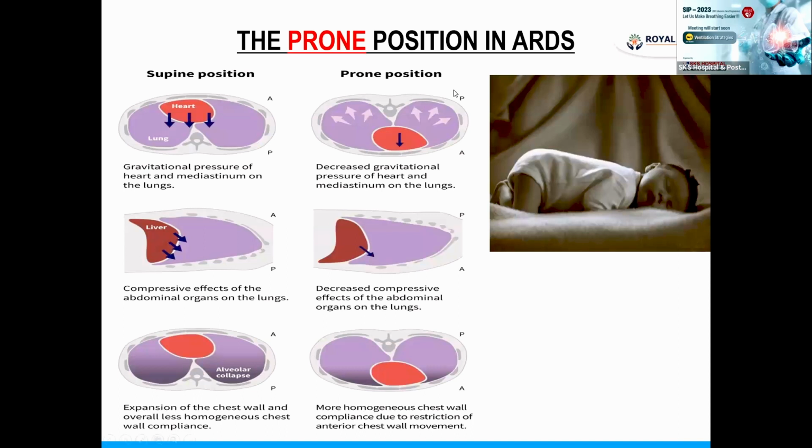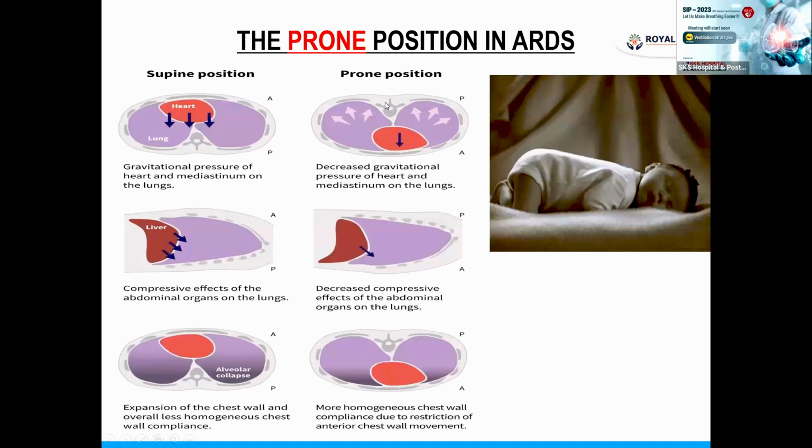What happens in the prone position advantage is that, as you can see in the supine position, your heart is going to be anterior. It is going to cause compression of the dorsal portion of your lung. The liver and the abdominal compartment are going to push the diaphragm up, and again it's going to cause compression on your dorsal lung. And as we all know, the anterior portion of the rib cage or chest wall is more compliant when compared to the posterior portion. So the posterior portion again is going to get affected.